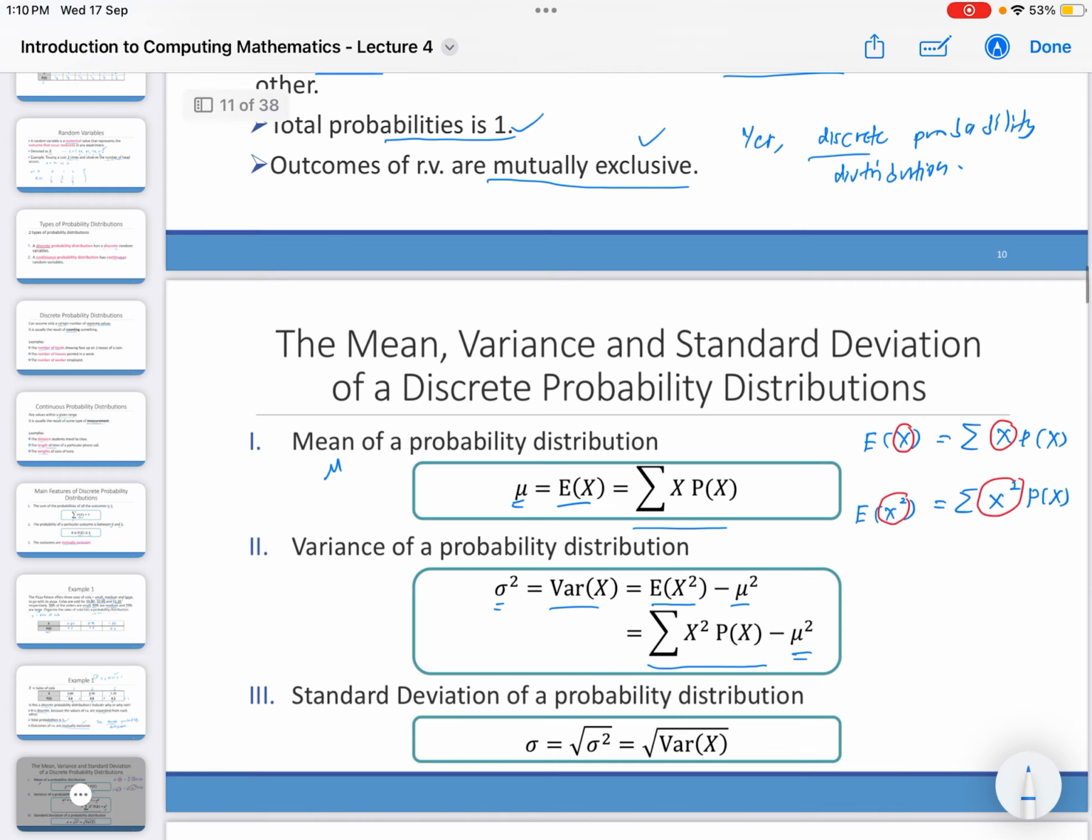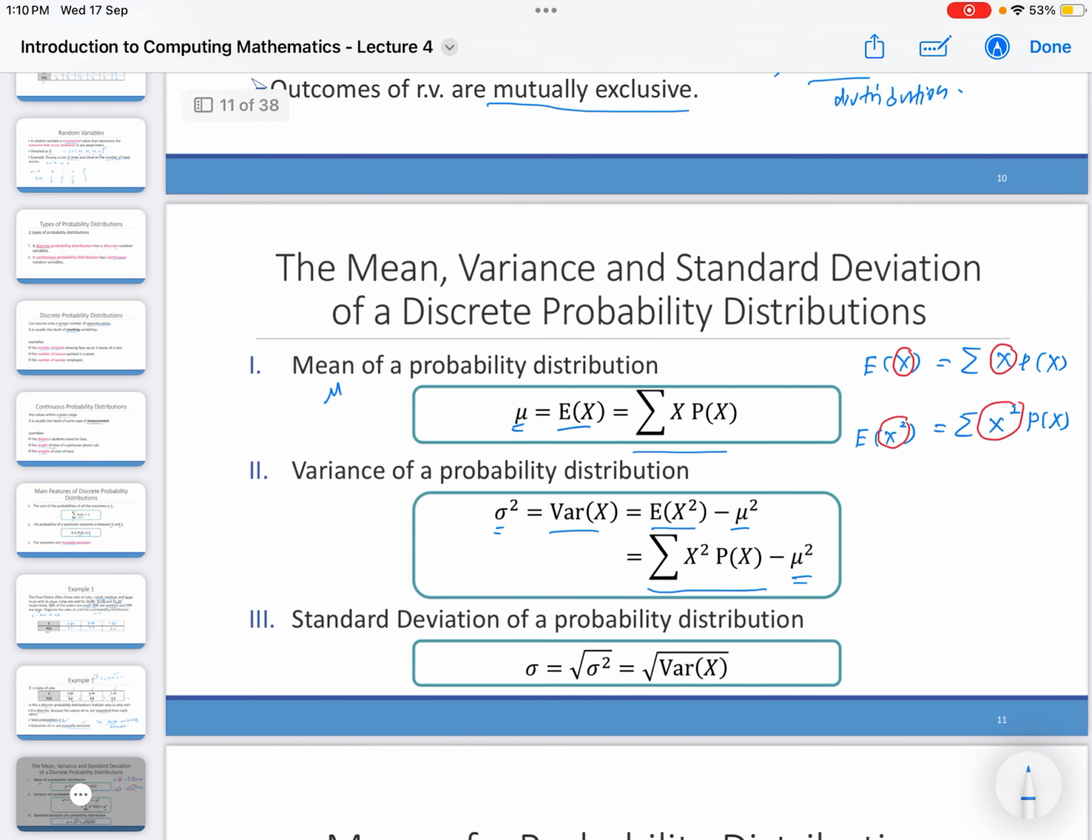Okay, next, what is standard deviation? So standard deviation is basically sigma. So variance is sigma squared, standard deviation is sigma, or we can say the square root of variance. So once you have gotten the variance, you just square root the variance to get the standard deviation.